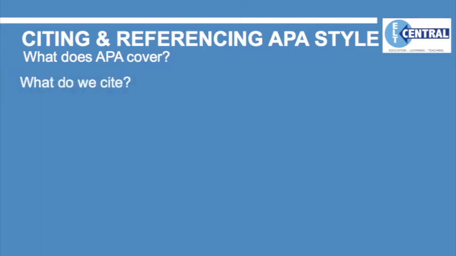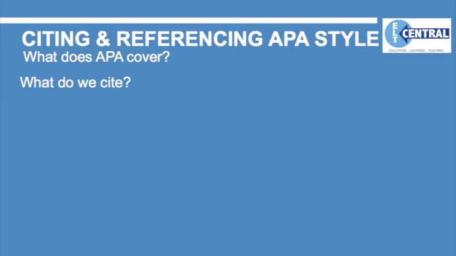APA is very similar to all the other styles of referencing and citing, but we are only going to cover a part of it because there are so many rules. As an exercise, after I've finished this question, I want you to stop the video. I'll leave it for a couple of seconds so you can stop it. And I want you to make a list of as many different things as you can think of that might need a citation. Okay, so stop the video now.